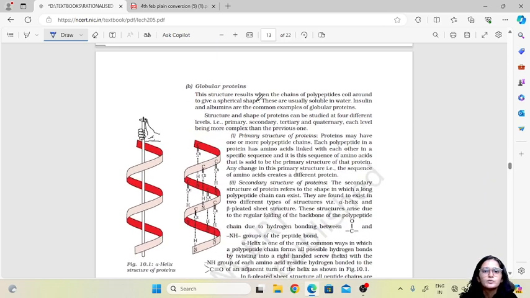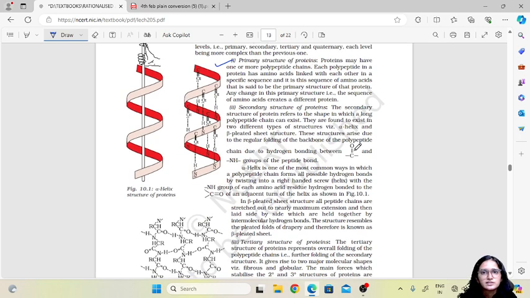Then about globular proteins, here they don't run parallel but they coil around to give a spherical shape. These are soluble in water, and examples are insulin and albumins. Then the structure and shape of proteins can be studied at 4 different levels: primary, secondary, tertiary and quaternary. Talking about primary, proteins have one or more polypeptide chains, and the amino acids are linked with each other in a specific sequence. So any change in the primary structure, the sequence of amino acids, creates a different protein.